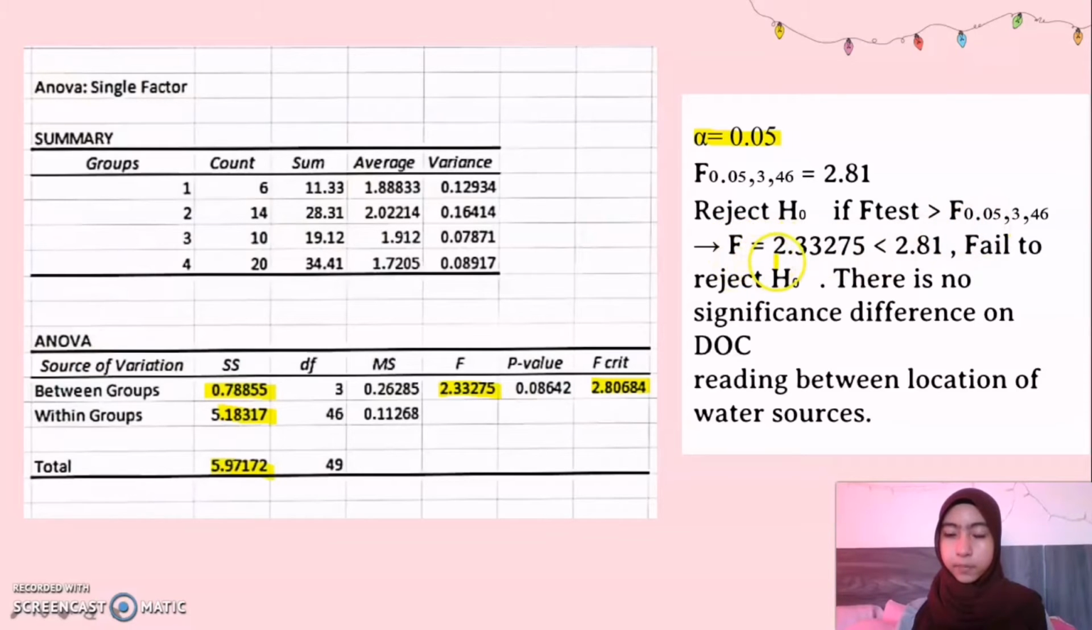So F test is 2.33275, which is less than 2.1. So, fail to reject H null. There is no significant difference on the OC reading between location of water sources.